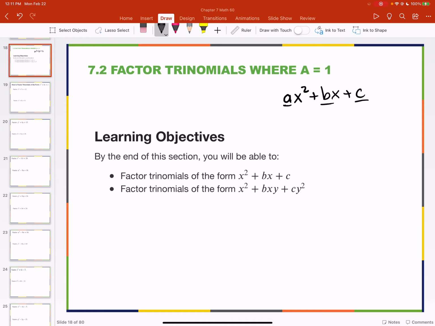So today we're looking at trinomials that actually have degree 2, which technically are called quadratics, right? That's just what they're called, specific trinomials. Of course, trinomials can have different degrees, but this one in particular has highest degree 2. And when a is equal to 1, it'll look like x squared plus bx plus c. So these are the two forms that we're going to learn how to factor.